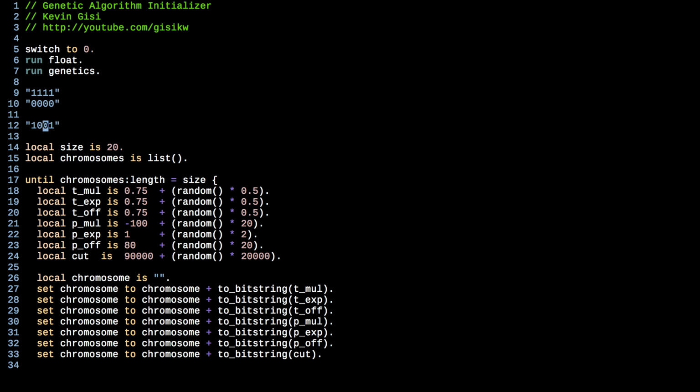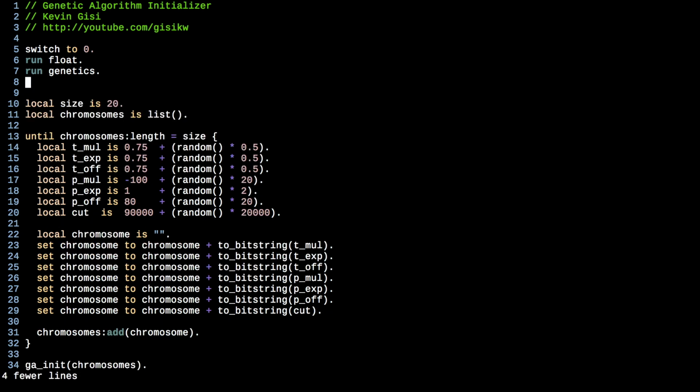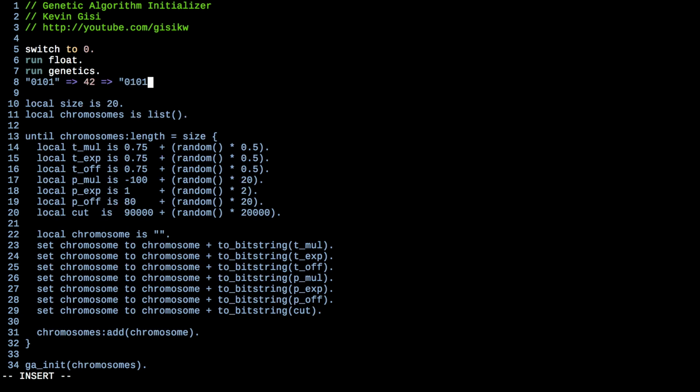But of course, when we're actually doing stuff, we want to be dealing with numbers, and this is why I have this library called float. This is going to convert a number into a string of zeros and ones and back out. Of course, those are not the right values, but you get the idea.